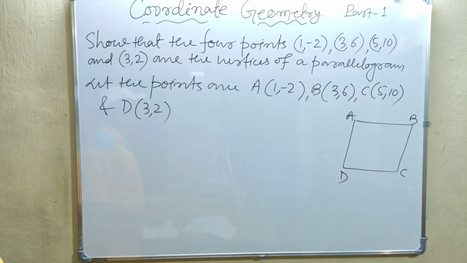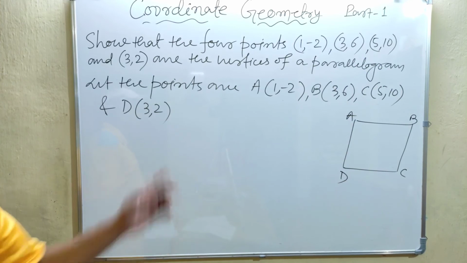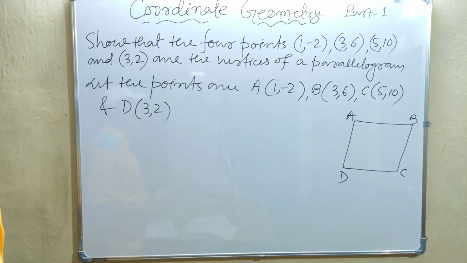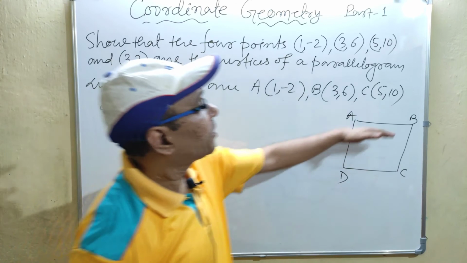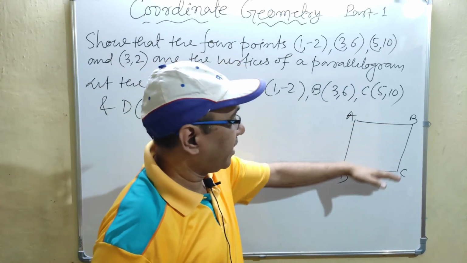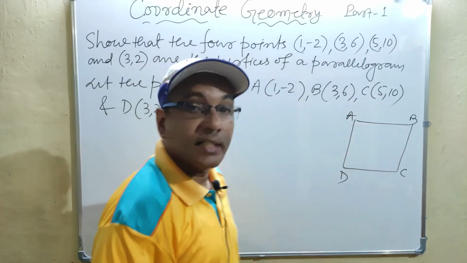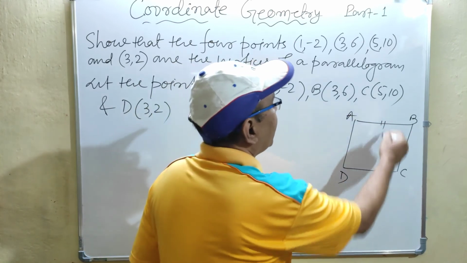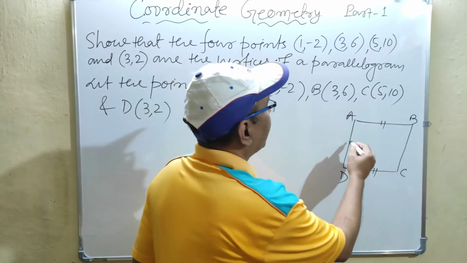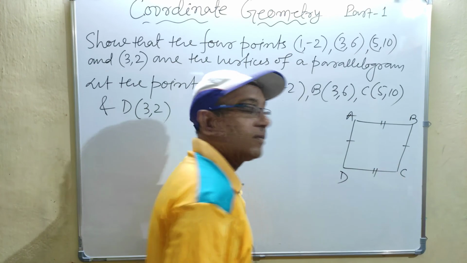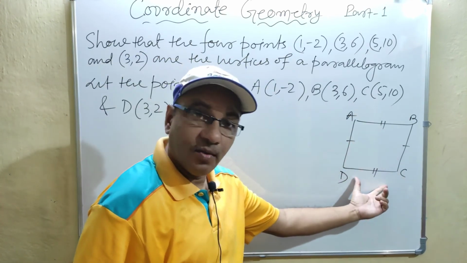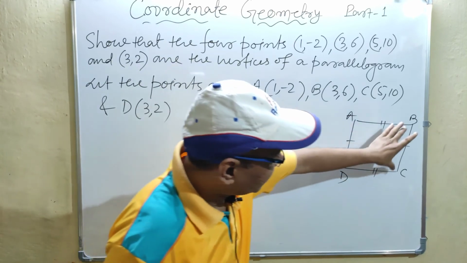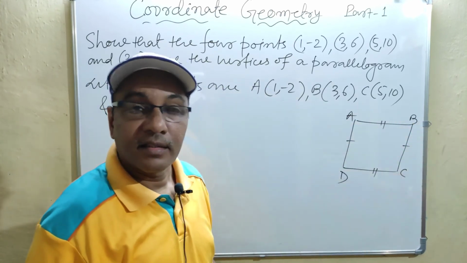You have to show ABCD is a parallelogram, then only ABCD are the vertices of a parallelogram. In a parallelogram, opposite sides are parallel and equal: AB equals CD and AD equals BC. First we show that distance AB and distance DC are equal, and distance AD and distance BC are equal.